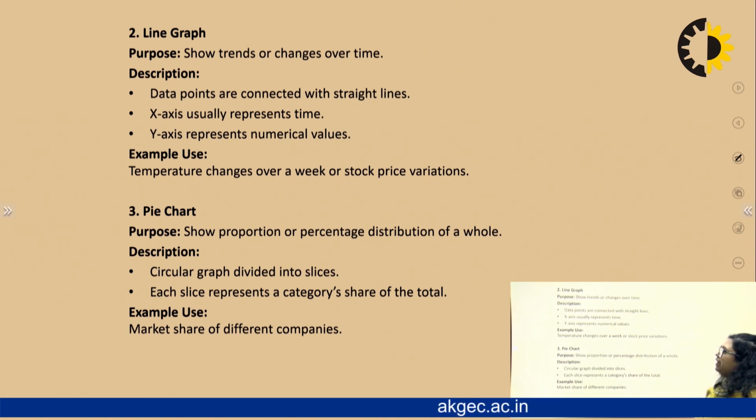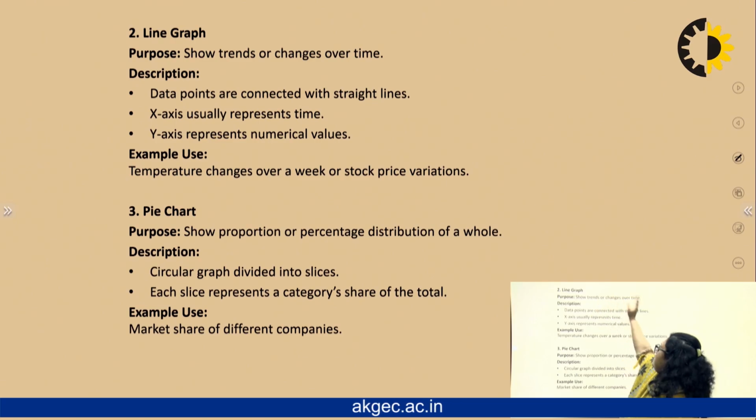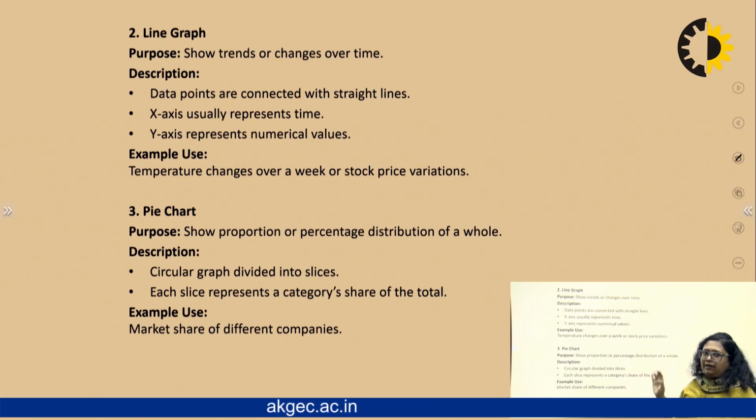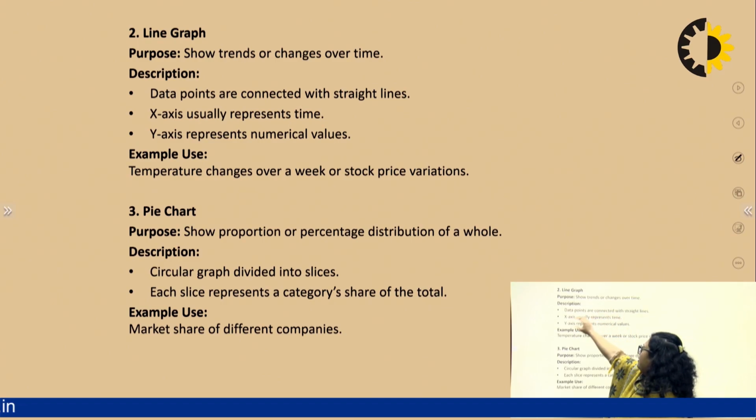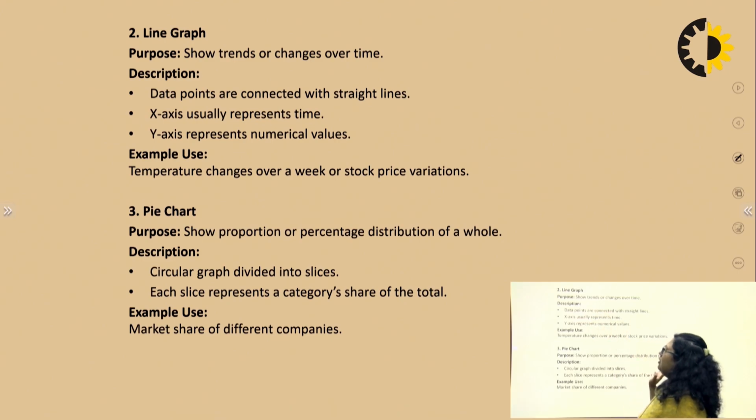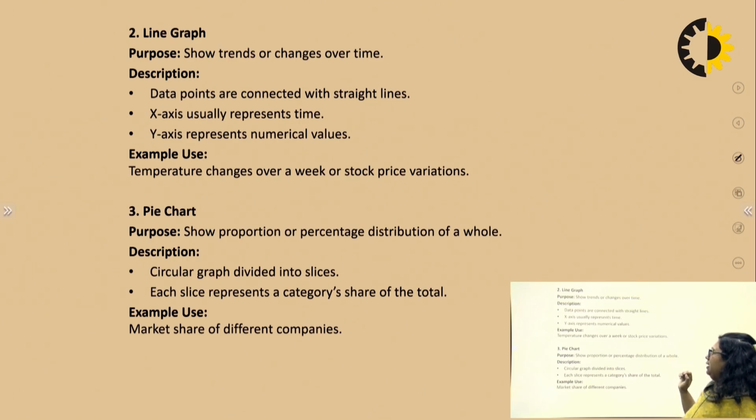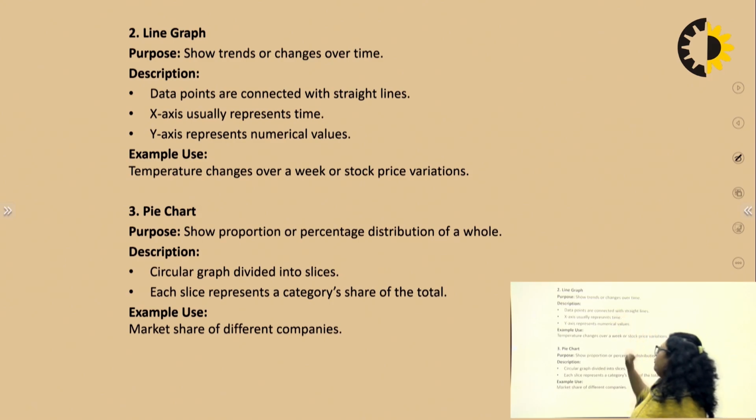Next is the line graph. So what is the purpose of a line graph? A line graph shows trends and changes over time. It is a representation with the help of lines. What is the description of a line graph? Data points are connected with straight lines. In a line graph, the x-axis represents time and the y-axis represents numerical values. An example is temperature changes over a week, or stock prices changing per day or per week. These are represented with the help of a line graph.